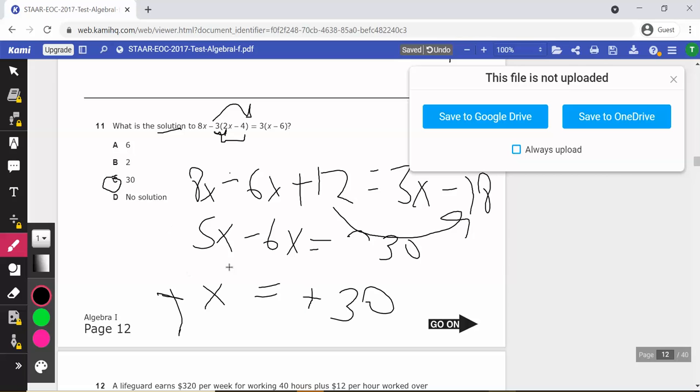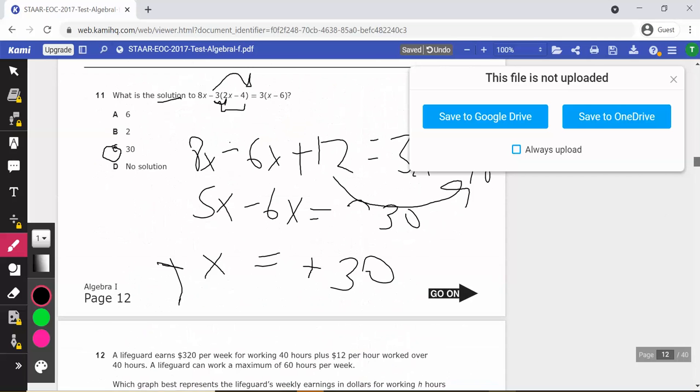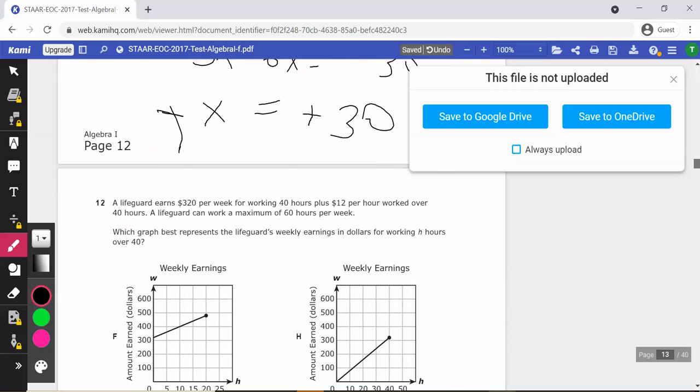And another way to check this when you're double checking your answers on the test, you can just plug in what you get for x and see, okay, since x equals this, this side equals 20, and does this side equal 20, or since this side equals 30, does this side equal 30, or whatever. Let's look at number 12.